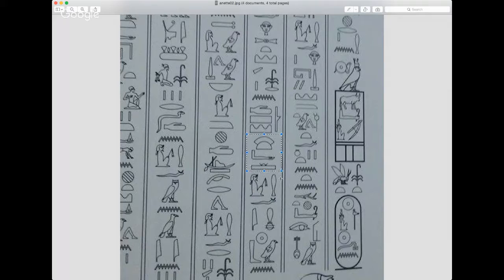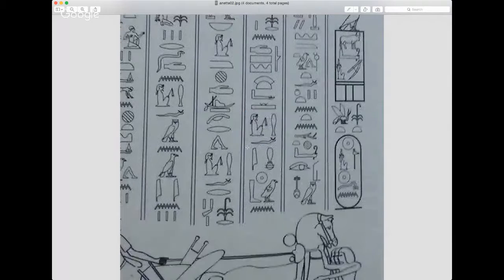Then you've got hem again. You've got the club, which is hem, and the seated deity hem-f, which is majesty, His Majesty. The water jug and the reed leaf, which is mi, which is like.